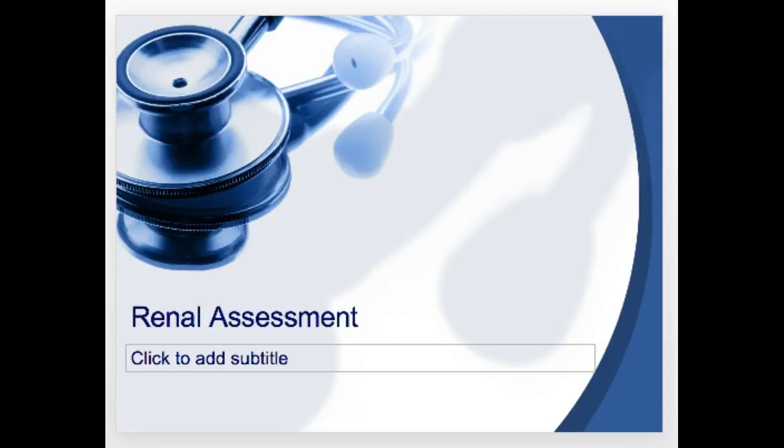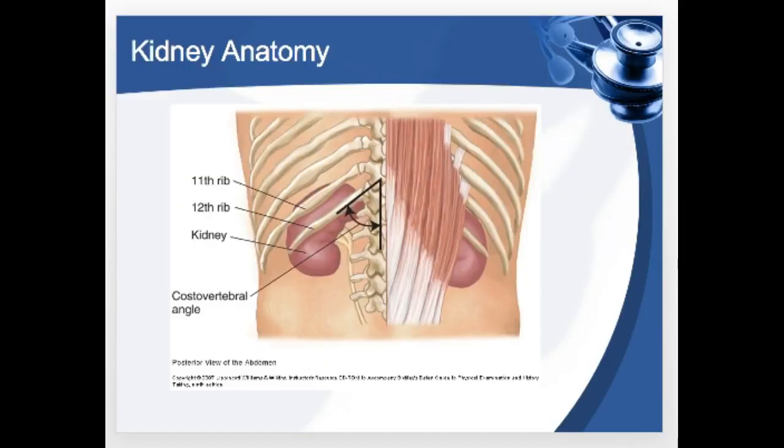All right, a couple slides about the renal assessment. This is a posterior view of the kidneys. Kidneys are posterior organs, so they're retroperitoneal, more in the back than in the front, right? The lower ribs, the 12th and 11th ribs, sort of protect the upper poles of the kidneys. The costovertebral angle is the angle formed by the lower border of the 12th rib and the transverse process of the lumbar vertebra here.